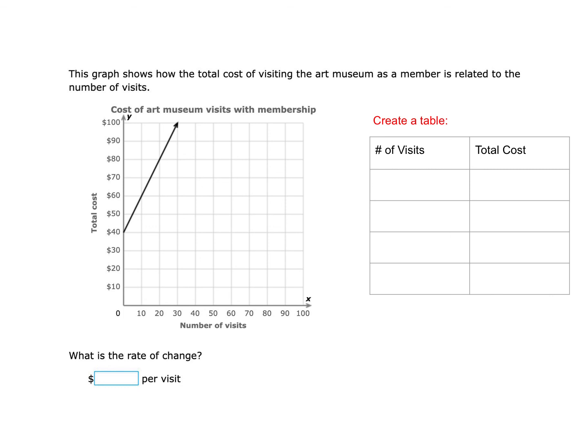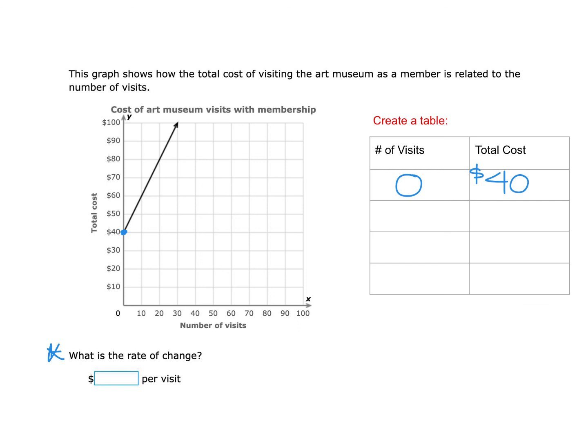Okay, let's try another one. The graph shows how the total cost of visiting the art museum as a member is related to the number of visits. What is the rate of change? So we're going to, again, look on our graph and find easy points. So this one is right here. So 0 visits is $40, meaning the membership is $40, whether you've gone or not.